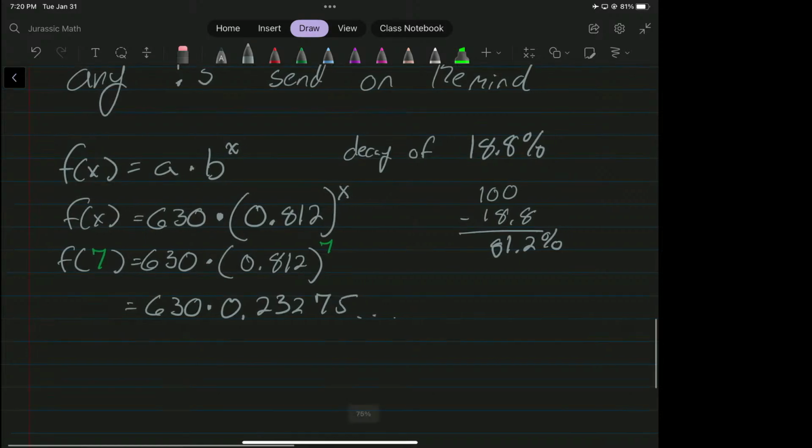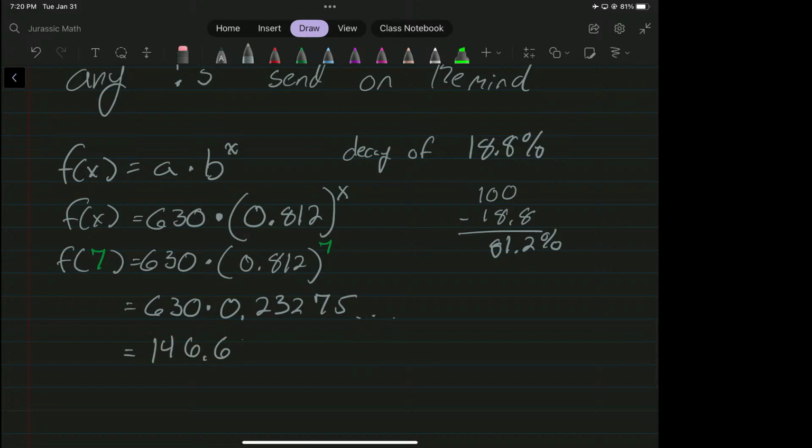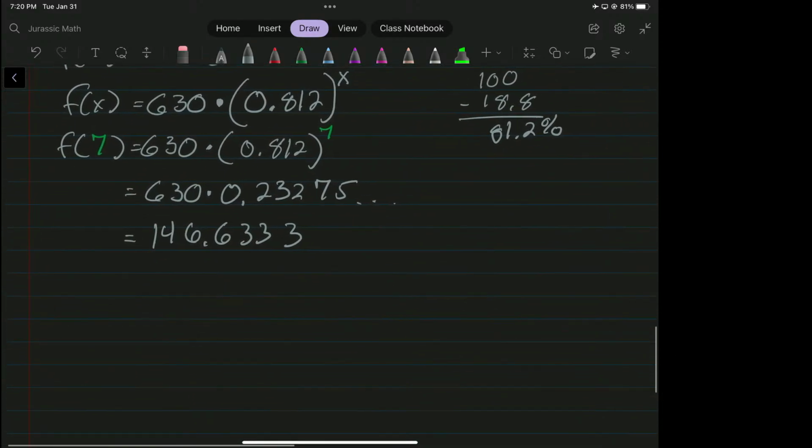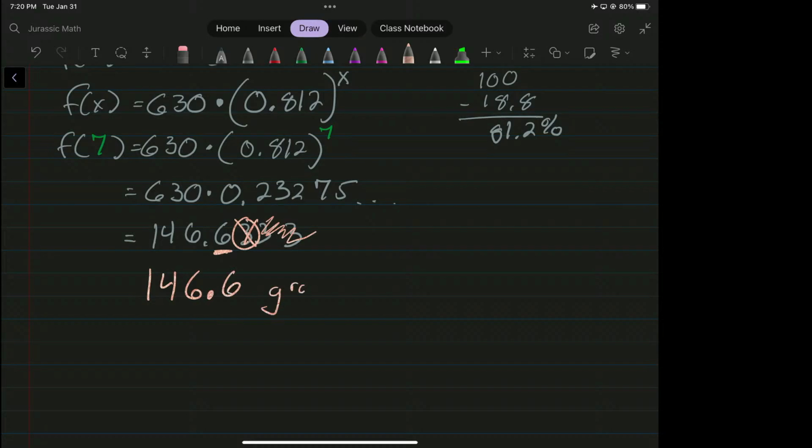And I'm going to get 146.6333, so forth. And it says round to the nearest tenth. So tenth means this column. I look at this 3, cross everything else out. Well, 3 stays the same, so I just cross it out, and there's my answer. 146.6 grams.